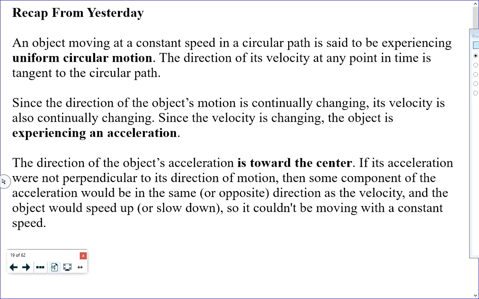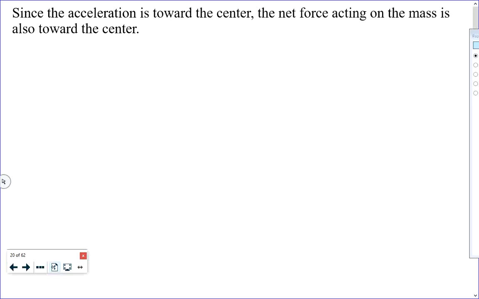Because none of that acceleration, perpendicular to the velocity, is in the direction of the velocity or against the direction of the velocity. So that's why the acceleration is towards the center. If it weren't, I would either be speeding up or slowing down, and I'm not. Since F net equals ma, if the acceleration is towards the center, so is the force.